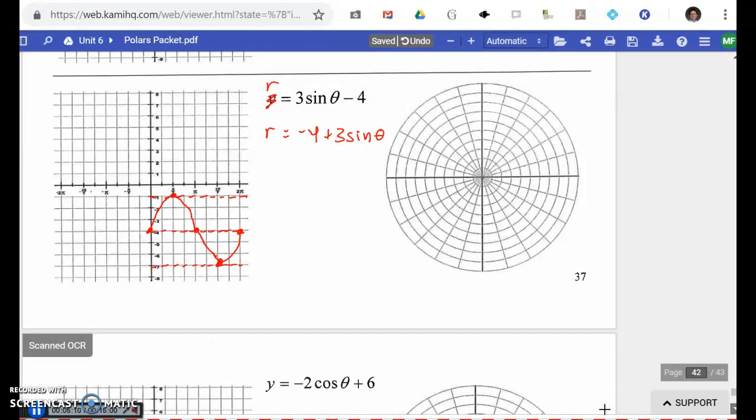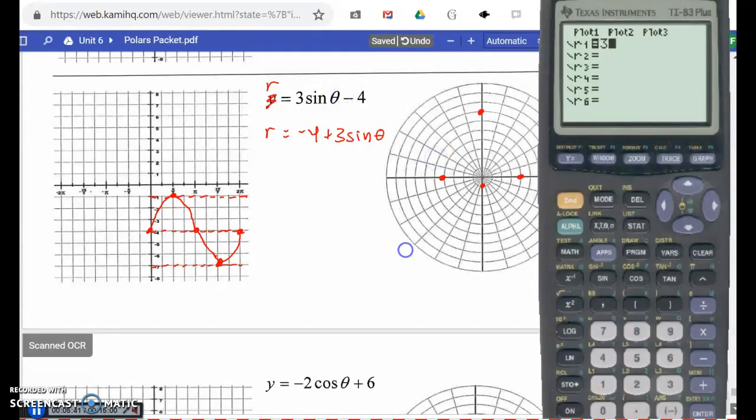So at 0 radians, we're supposed to be at -4, which means we go 4 this way. 1, 2, 3, 4. At pi/2, we should be at -1, which is down here. At pi, we're supposed to be at -4, which is over here. 1, 2, 3, 4. And then at 3 pi/2, we should be at -7, which is way up here. 10, 9, 8, 7. So before I connect them, I'm going to switch over to the graphing calculator to show you what this looks like.